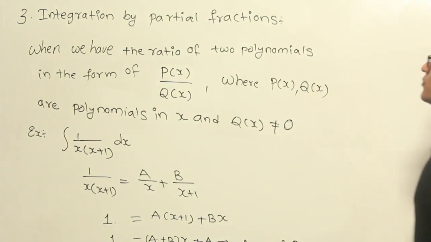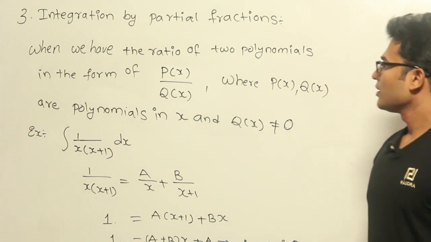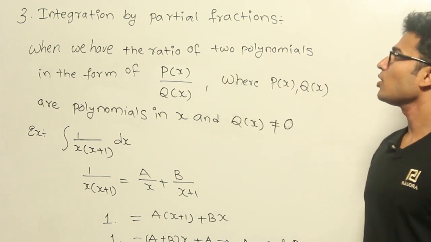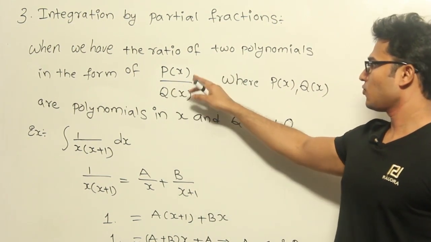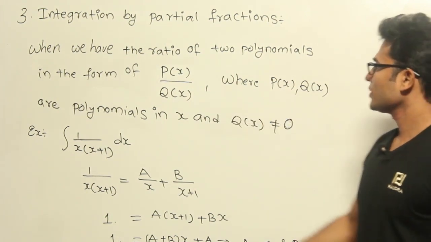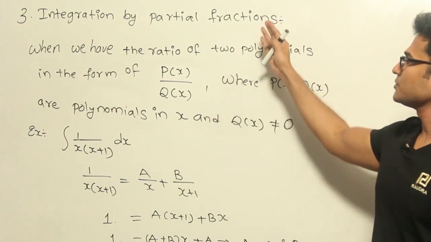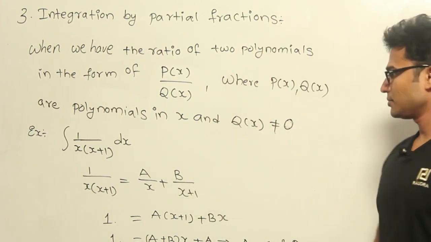Now let's see the next method of integration. It is called integration by partial fractions. When we have the ratio of two polynomials in the form of p of x by q of x, where p of x, q of x are polynomials in x and q of x is not equal to 0, we are going to apply this method. I'll take an example and explain.